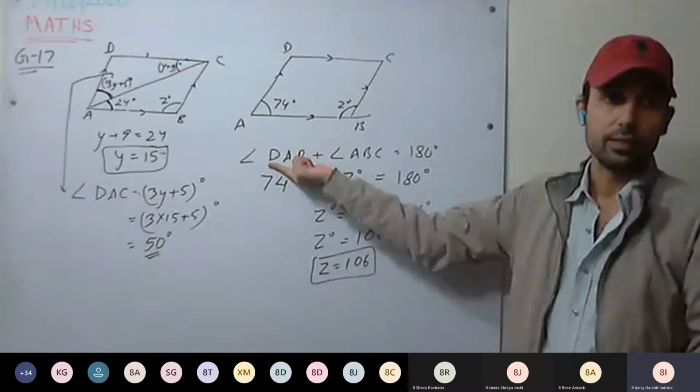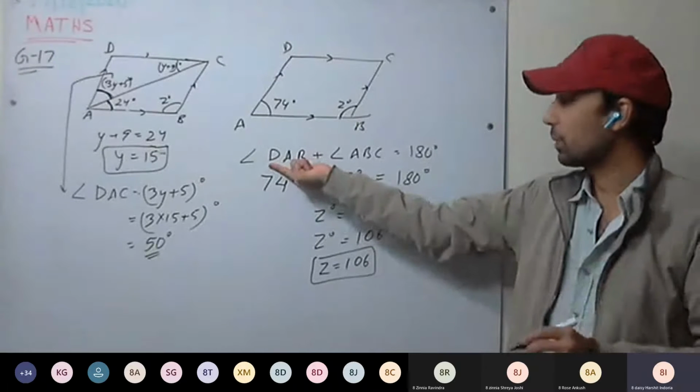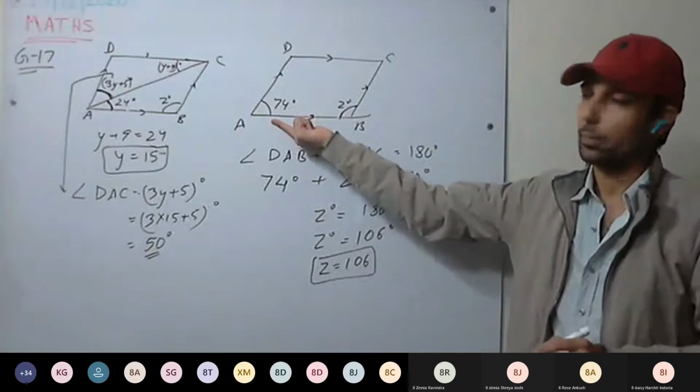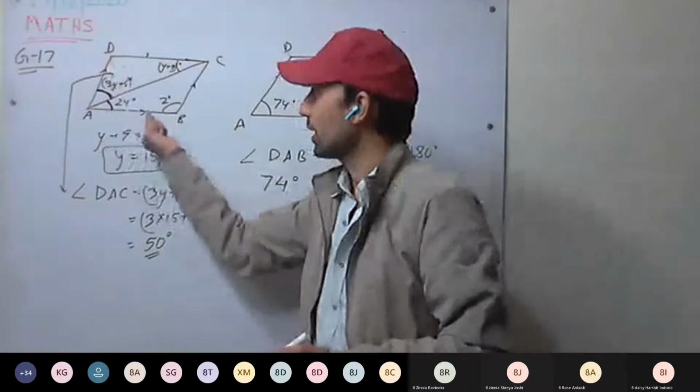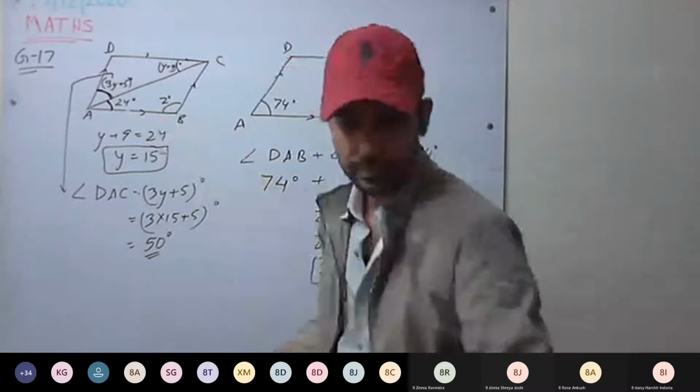Sir, how did that 74 degree come? Okay, just listen, I'm telling that. So angle DAB, we do not know the value of angle DAB. We have to calculate angle DAB.